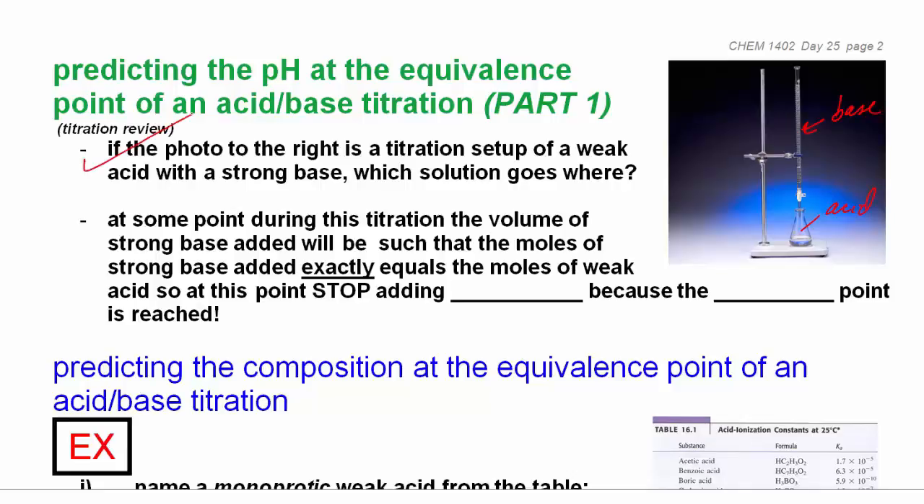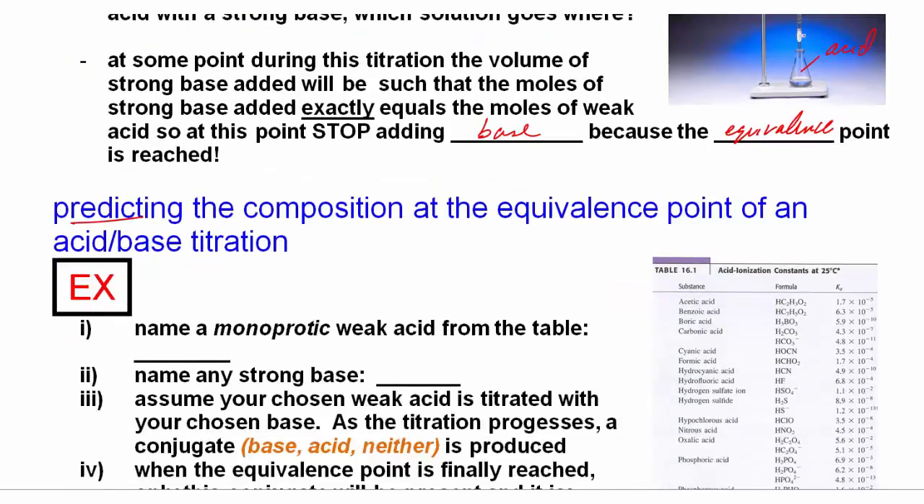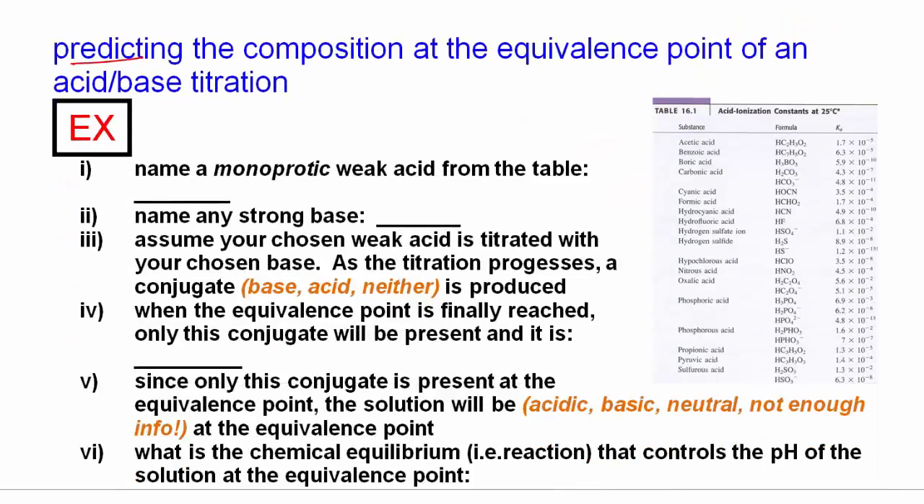Okay, so we answered that question. At some point during this titration, the volume of strong base added will be such that the moles of strong base exactly equals the moles of weak acid. So at this point, stop adding that base because the equivalence point is reached. And it's at that equivalence point that we're going to try to predict the pH. So let's get started on this.